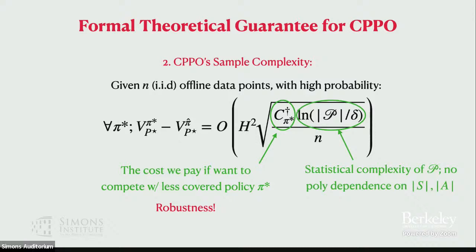And we also have the statistical complexity of our model class. In this case, for simplicity, I'm assuming that my function class is discrete and contains a finite number of functions. So typically the natural statistical complexity is just the log of the size of the function class. Particularly here in this bound, I don't have explicit polynomial dependence on the number of state action pairs. Everything is hiding inside the complexity of the function class. This is the supervised learning style generalization bound we were talking about.